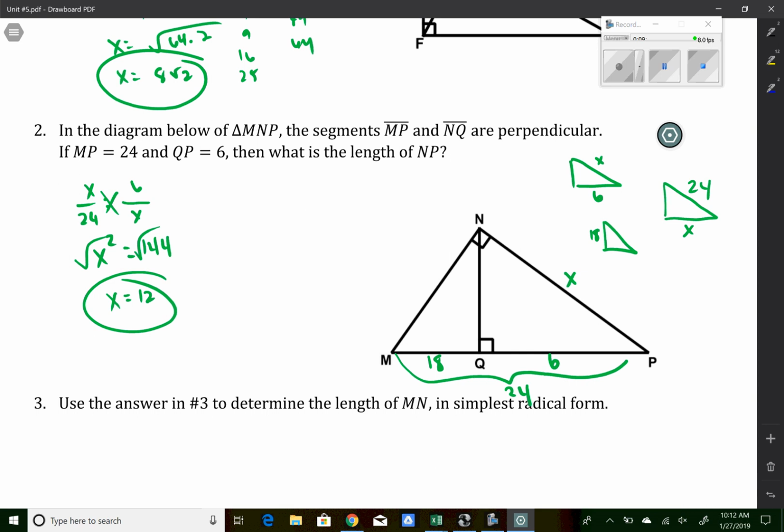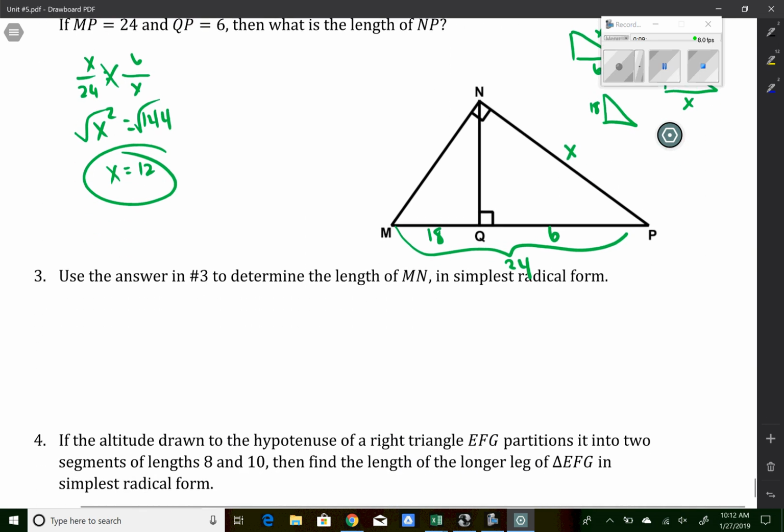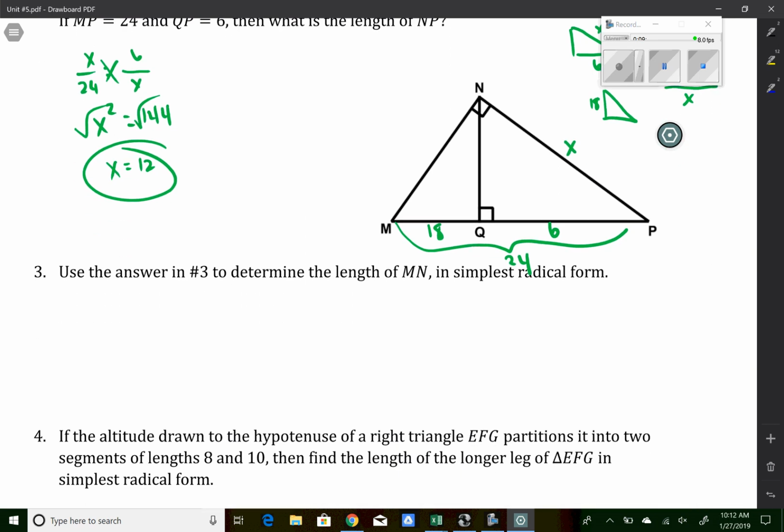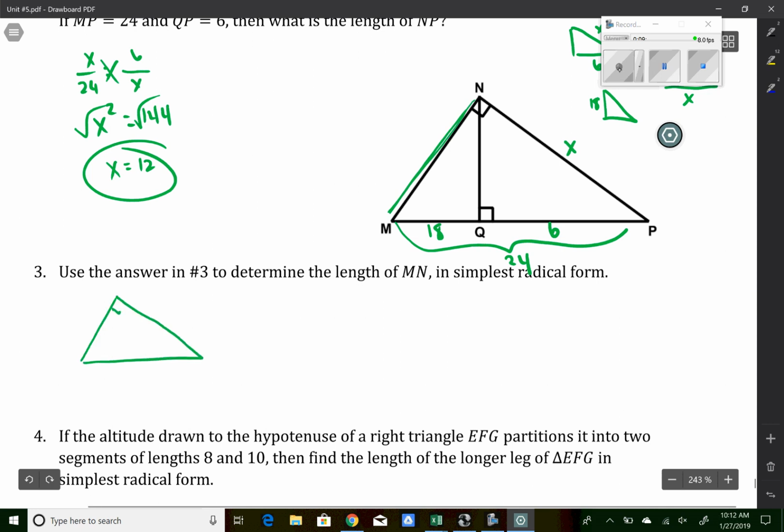It then says, use the answer number 3 to determine the length of MN in simplest radical form. Now, even though this is asking us to find another segment in this triangle, if I just look at the big triangle here for a minute, I want to find this piece. I know this piece, and I now know this piece. Meaning, I could do Pythagorean theorem. So I could say x squared plus 12 squared is equal to 24 squared, right?